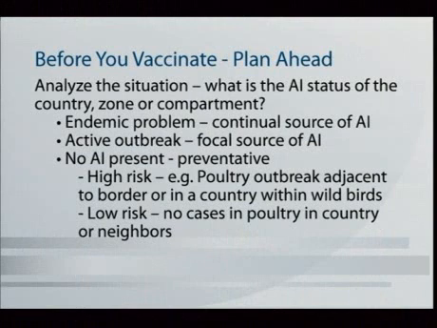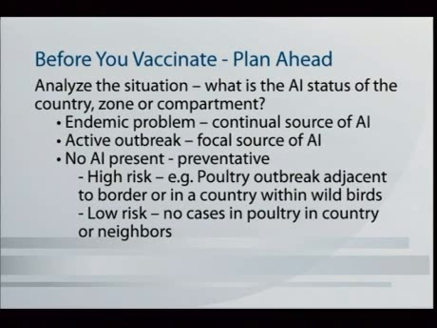For example, is the infection endemic? If it's endemic, there will be a continual source of avian influenza virus, and therefore the need for vaccination may be greater than, for example, if it's an active outbreak where you have a focal source of avian influenza that you can pinpoint and eradicate by only stamping out programs.